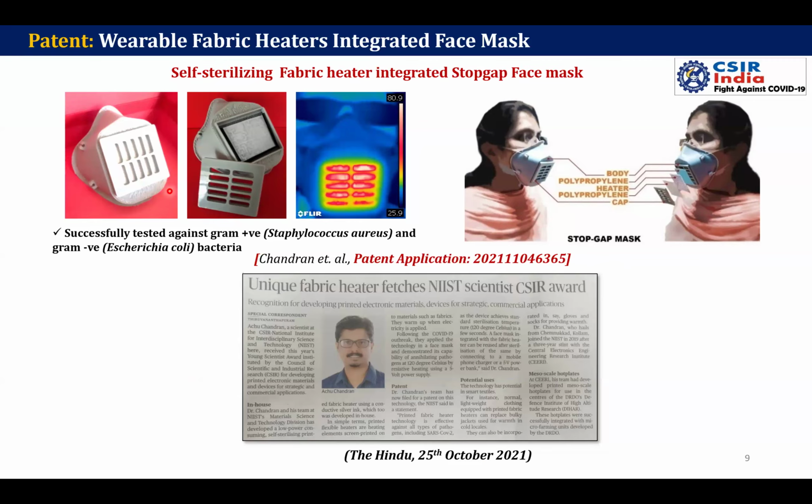And for this particular invention, our group has been recognized by various awards, including the CSIR Young Scientist Award from CSIR India, which was highlighted in The Hindu a couple of years back.